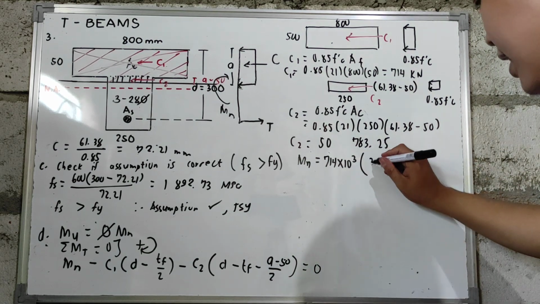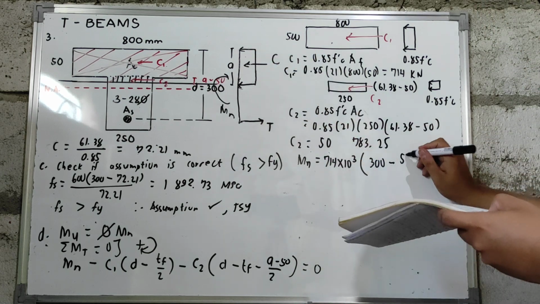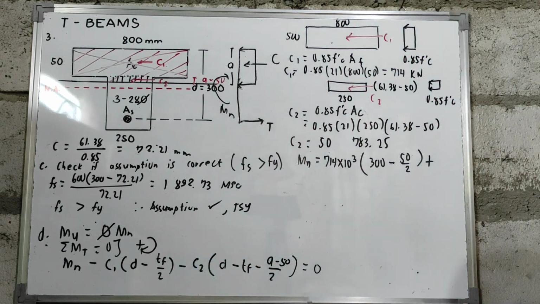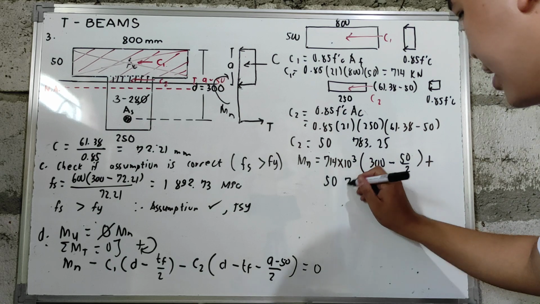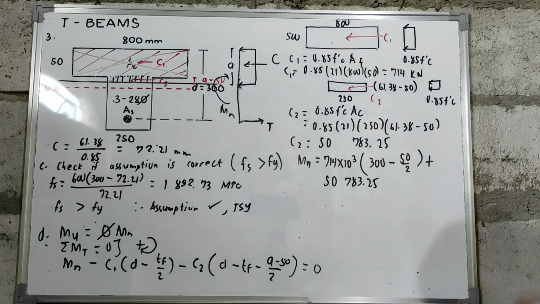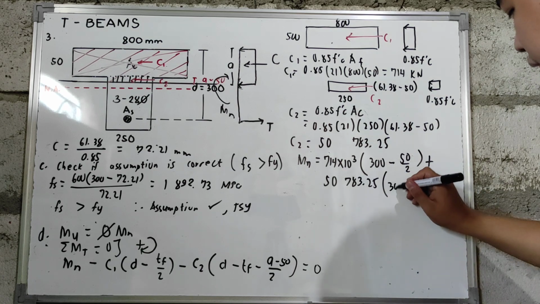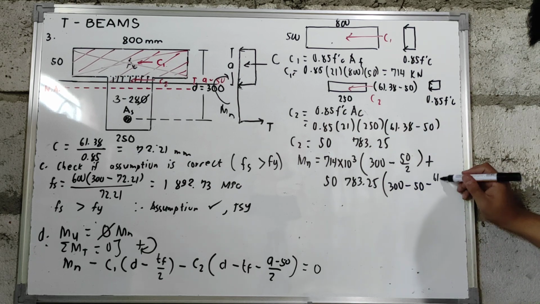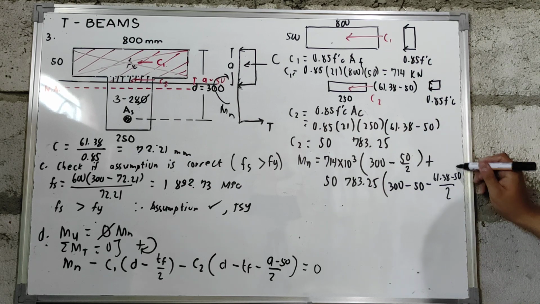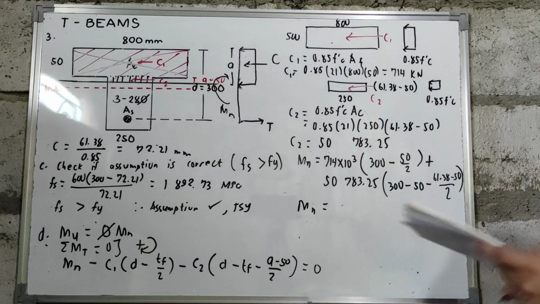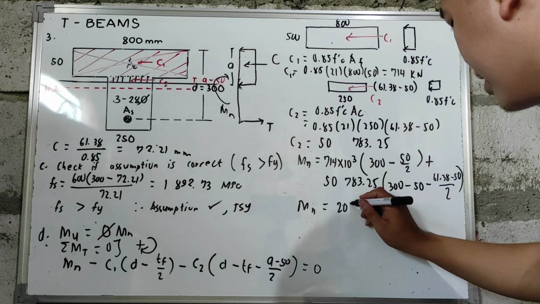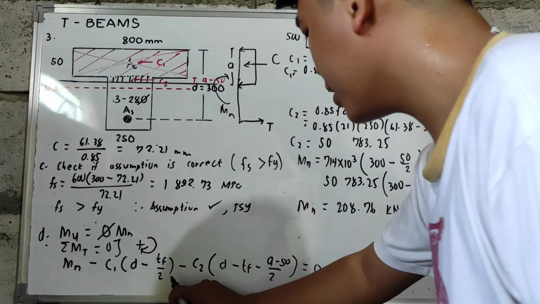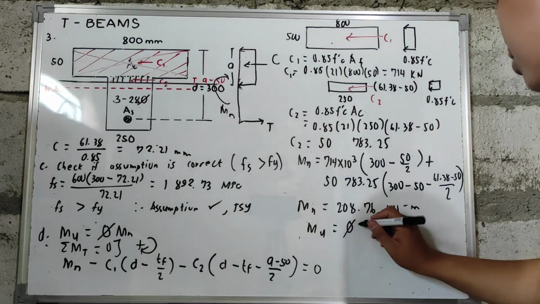So, yung D natin, that is 300, minus yung thickness ng flange natin na 50 over 2. Plus, kasi itatranspose natin yung C2 natin. So, you will have 50,783.25 Newton multiplied by the moment arm. Yung D natin, 300, thickness of the flange 50, minus yung A minus 50 natin divided by 2. So, you will have a value of your nominal moment which is equal to 208.76 kilonewton meter.